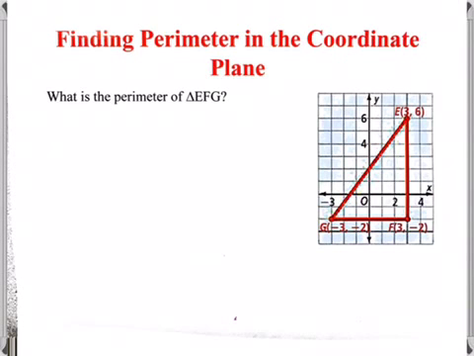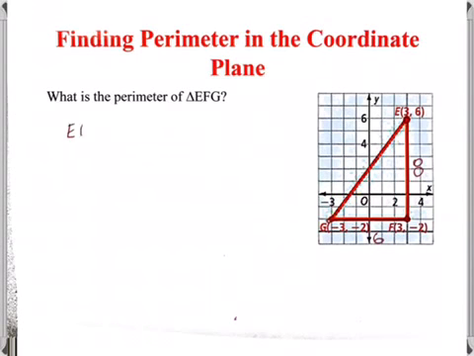So in this case, from E to F, we're going from 6 to -2, so that's 8. And then from G to F, we have a distance of 6. And then we need to find the length of essentially the long side, or the hypotenuse here, in order to be able to find the perimeter.